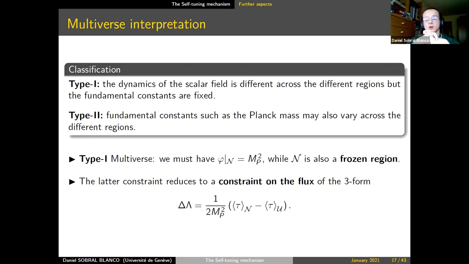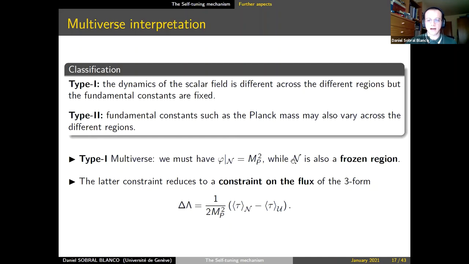For the case of a type one multiverse, in the self-tuning scenario, what we must have is that the scalar field on N will also be frozen, because the scalar field is the one that determines the gravitational coupling. This gravitational coupling will be the same, because it is a fundamental constant such as the Planck mass, and it will always take this value also in N. So we can assume that N is also a region where self-tuning is operating.